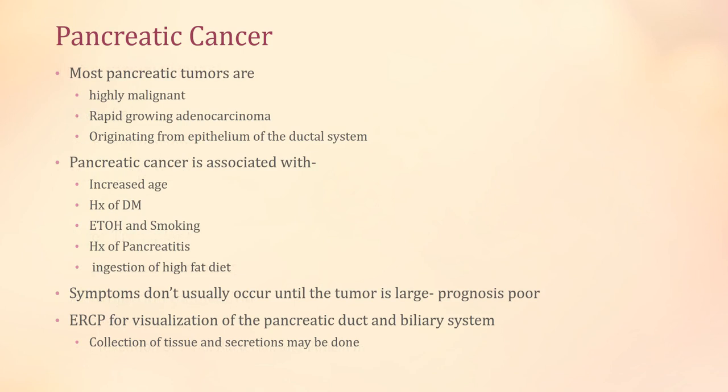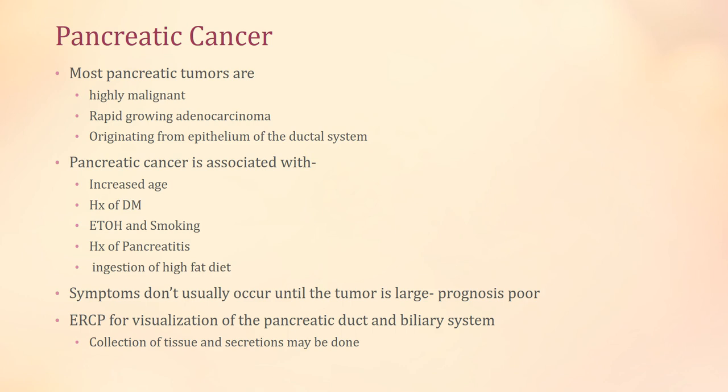The next one is pancreatic cancer. Most pancreatic tumors are highly malignant and rapid growing, originating from the epithelium of the ductal system. Pancreatic cancer is associated with increased age, history of diabetes mellitus, ETOH and smoking, and history of pancreatitis. So the more often your patient has pancreatitis, the more chance of them actually getting cancer. And then also the ingestion of a high-fat diet.